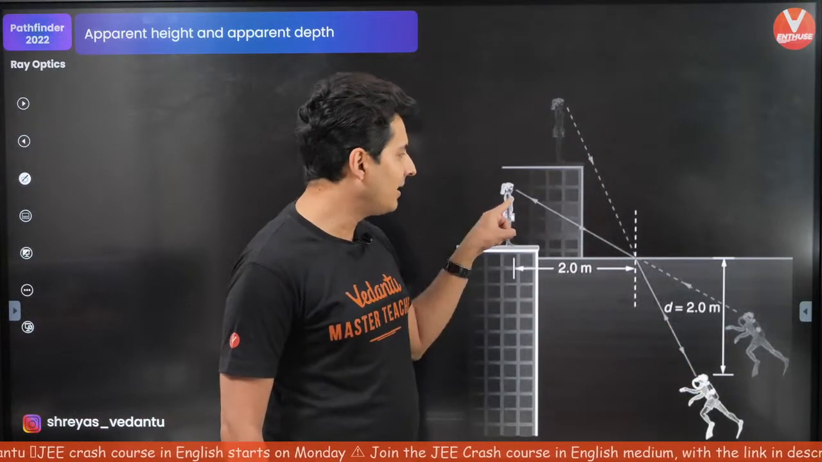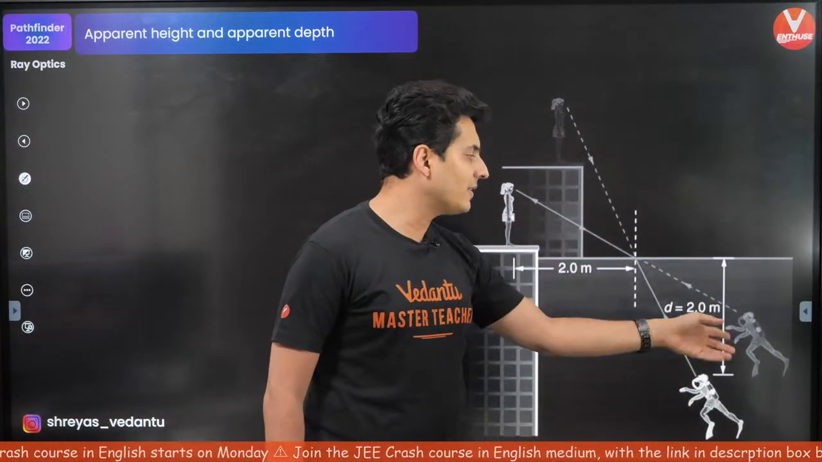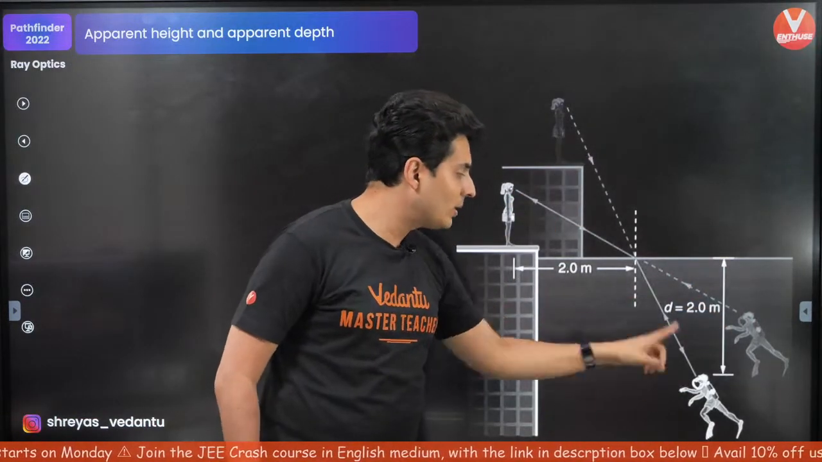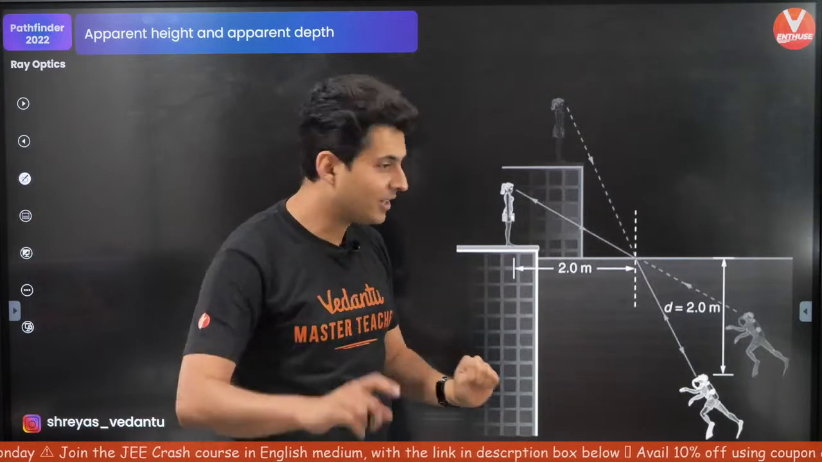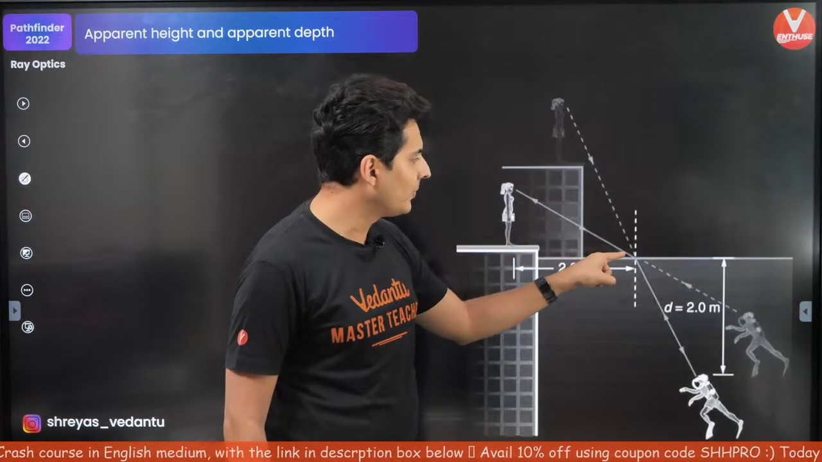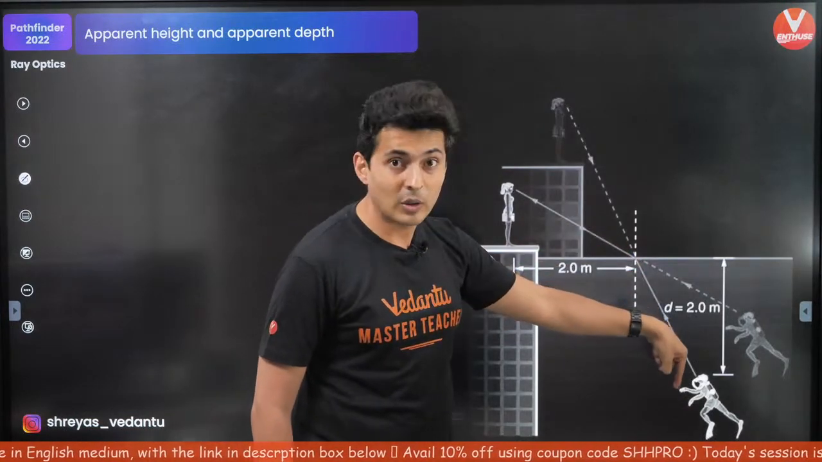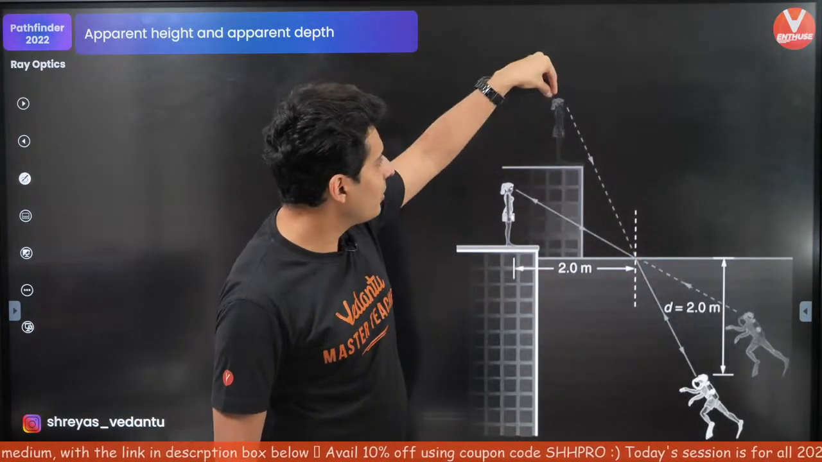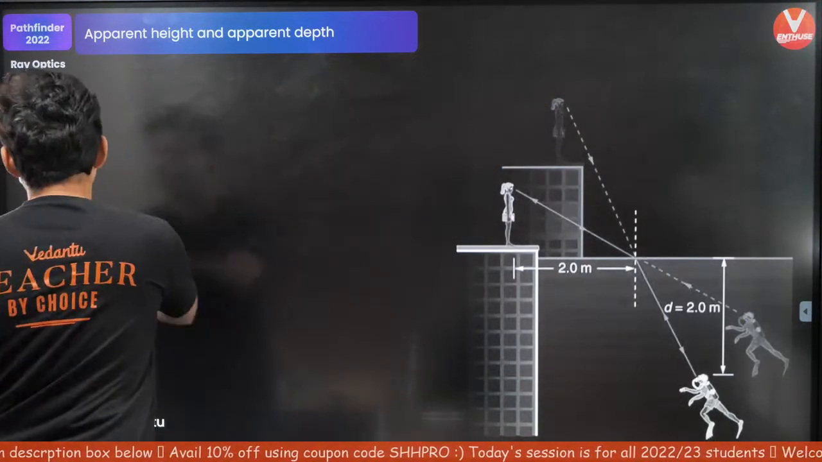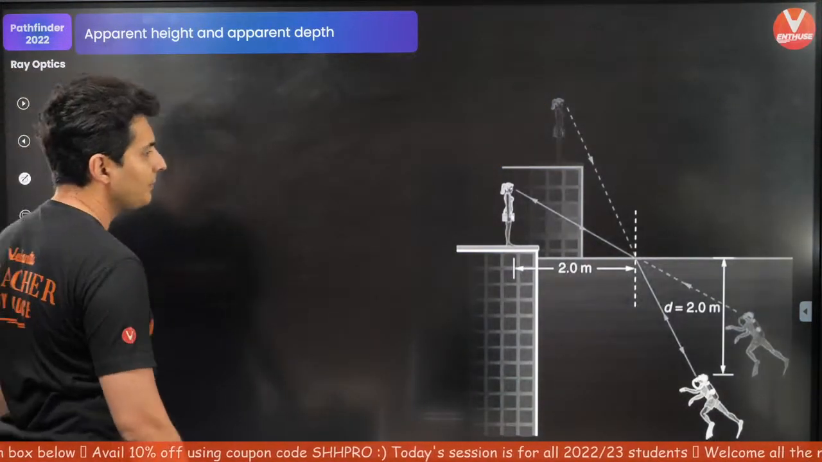The rays bend away from the normal. That's why she feels the diver is more on the top, shallower. This is actually deeper. Same thing: when the diver sees the girl, the rays of light which are going will bend towards the normal. So when you project it backwards, the girl is seen here. That's what has happened. So I'll mark all the things so that you get a hang of it.